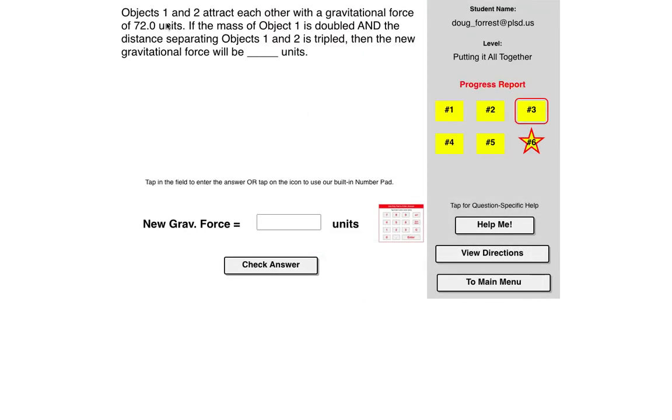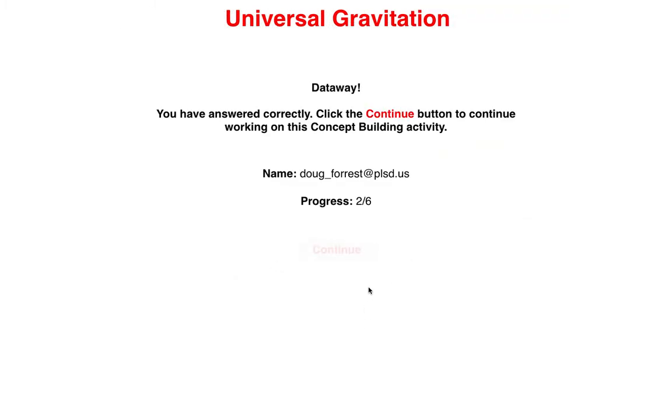So the same way here, 1 times 1 over 1 squared gave me 72 units. So this would be 2 divided by 3 squared, because the distance is tripled. Object 1 mass is doubled. Object 2, it doesn't say what happens. So that's going to be multiplied by 2/9. So dividing by 9 would give me 8. Multiplying by 2, I think that gives me 16. Okay, so that's how you do those.